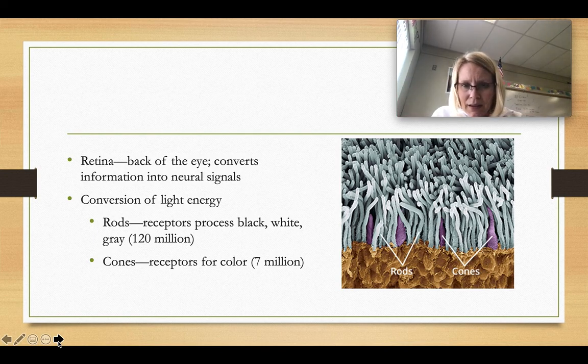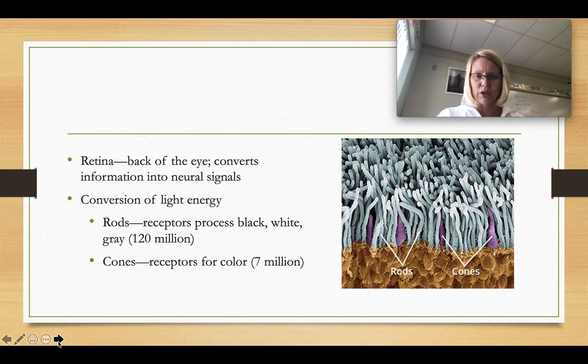Now look at that little inset there. The rods are the gray receptors, and the cones are the ones they highlighted for us in purple. You can notice that there are so many more rods than cones, 120 million compared to 7 million. And you might ask yourself, well, why? Why are there so many more rods than cones?